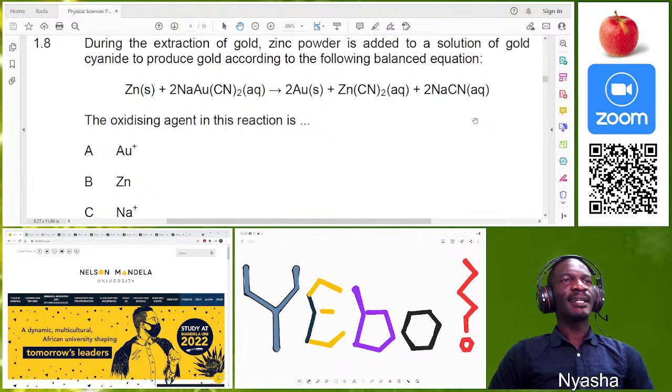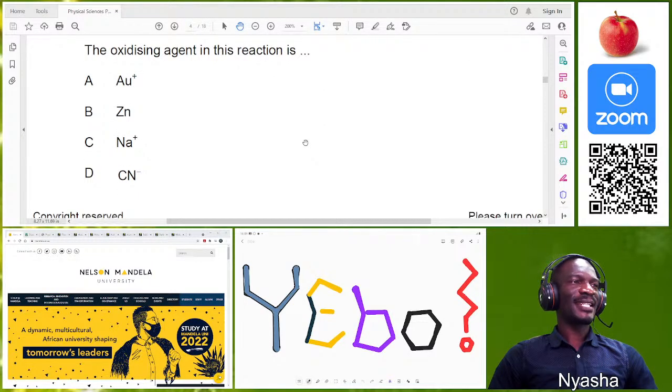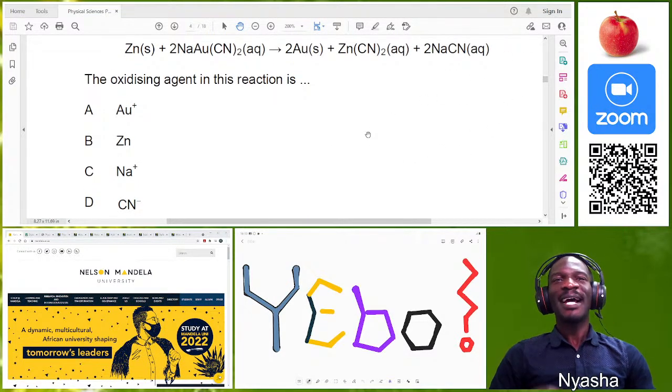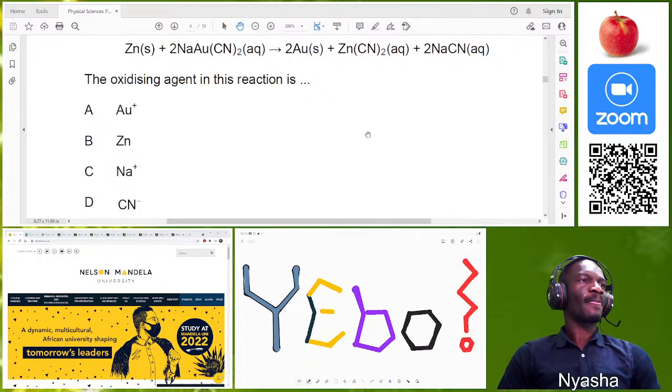So the question about this reaction where we are extracting gold is the oxidizing agent. Which is the oxidizing agent in this reaction? How do you identify an oxidizing agent? What is to oxidize? What is oxidation? Or how can I write an oxidation equation? So you look at your available species that are participating. So you have your gold ions, you've got your zinc, you've got your sodium ions, and then that CN compound, that ion.